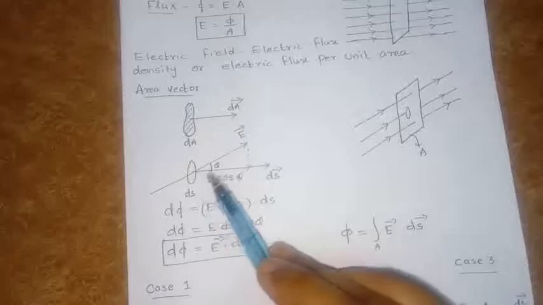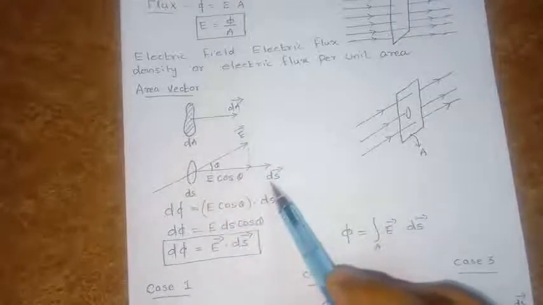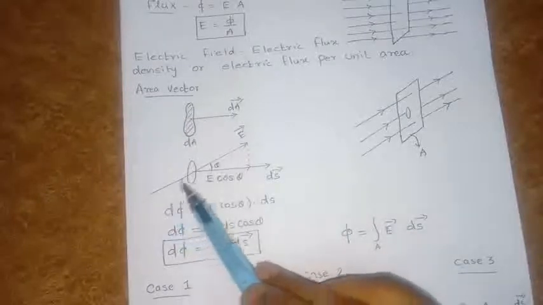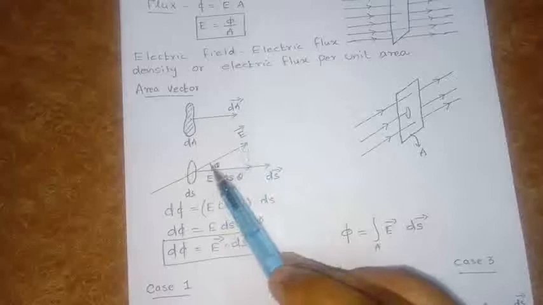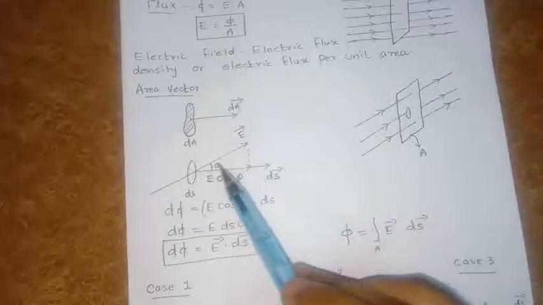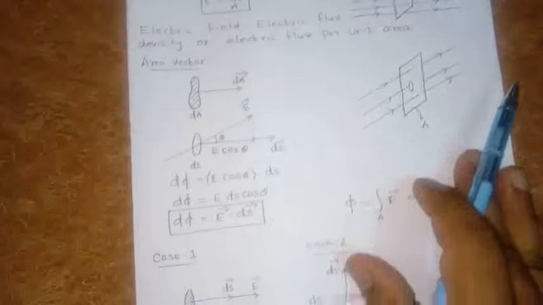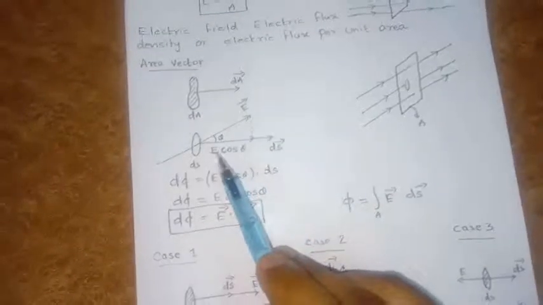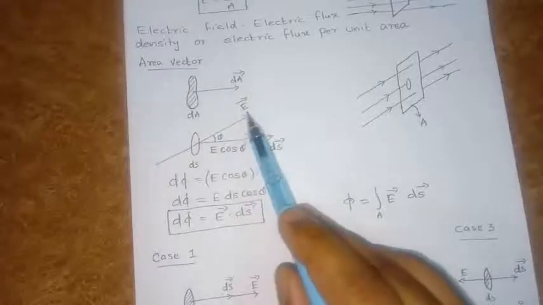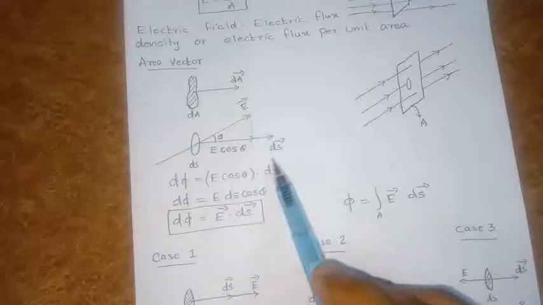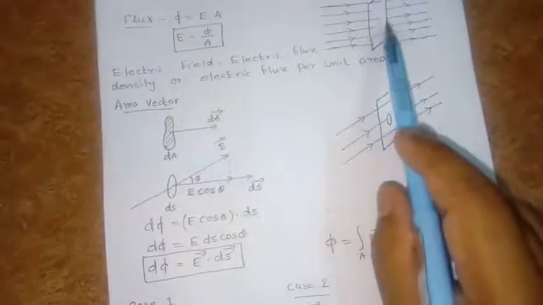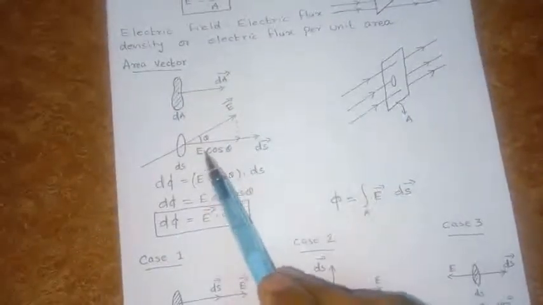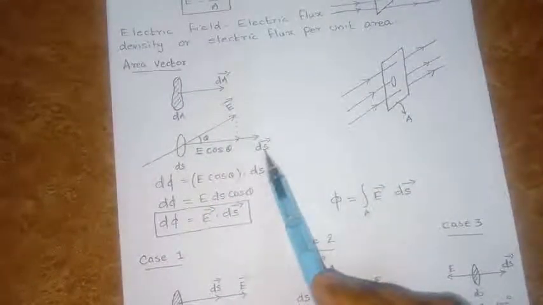Now you can see the area vector is perpendicular to the area. The area vector is denoted by dS vector. Now you can see the electric field direction is like this. There is an angle between the electric field and the area vector. Let it be theta. Now you can see the component of electric field in the direction of the area vector is E cos theta only. Not the entire electric field is in the direction of the area vector. In the previous case, the entire electric field was in the direction of the area vector, but in this case only the component of electric field, E cos theta, is in the direction of the area vector.